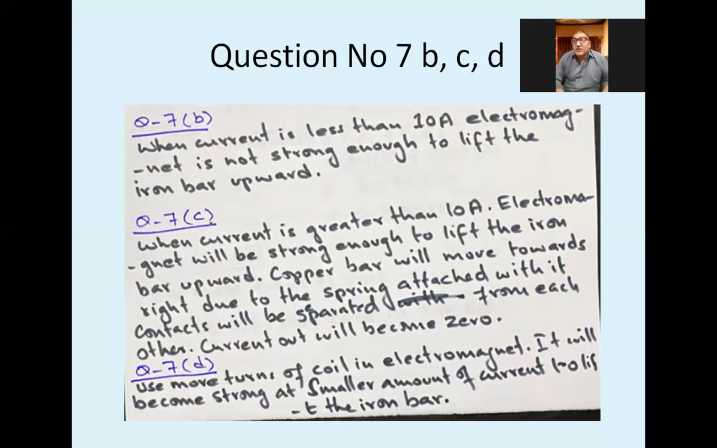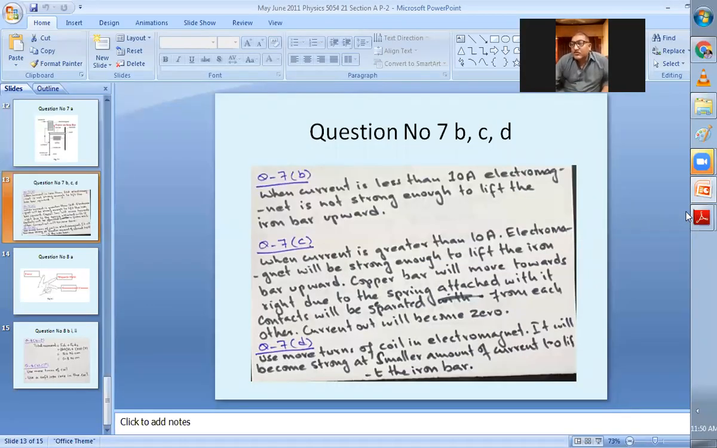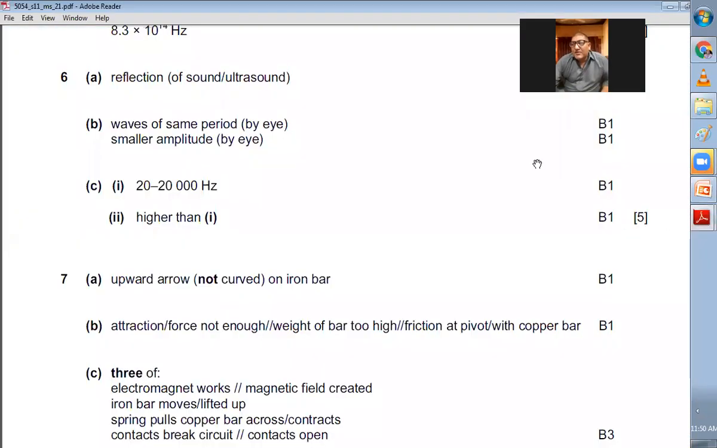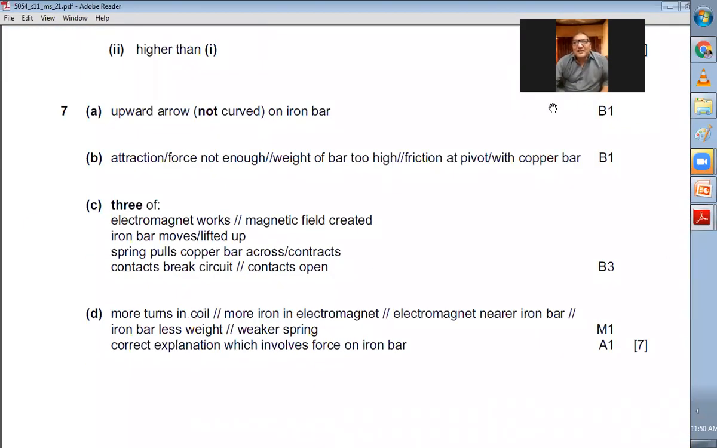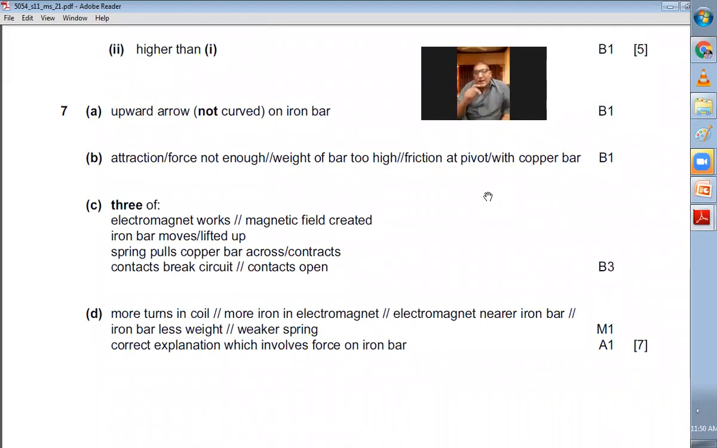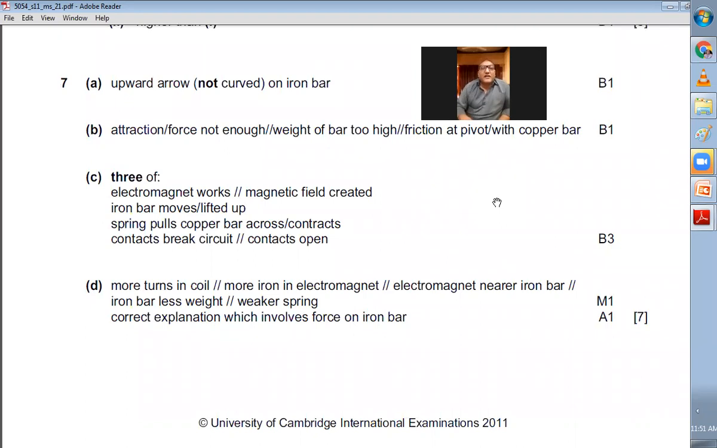I hope you have understood. And let's check the marking scheme for question number 7, because during this question we have not checked the marking scheme. Okay, so here we go. Upward arrow not curved on iron bar. B first part: attraction force not enough, weight of the bar too high, friction at the pivot with the copper bar, 1 mark for this. And the C part was: electromagnet works, magnetic field created, iron bar moves lifted up, spring pulls copper bar, contacts break, and break circuit, contacts open. This was a 3-mark question.